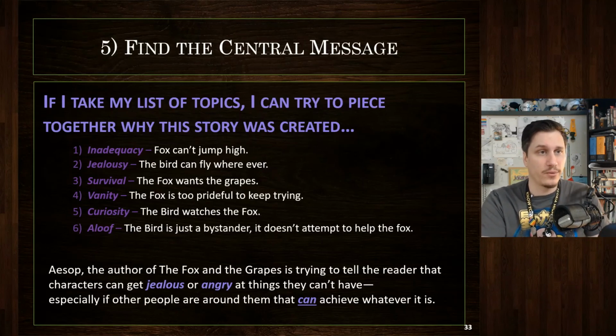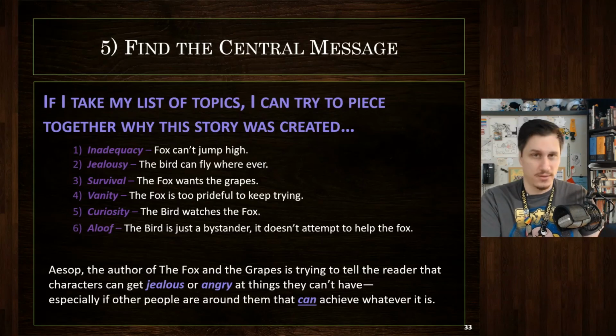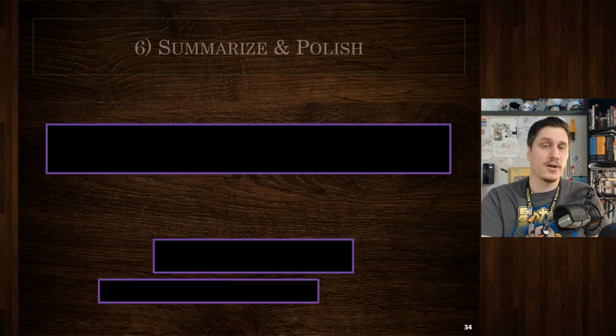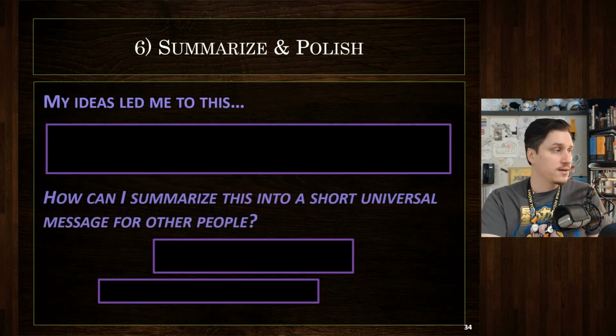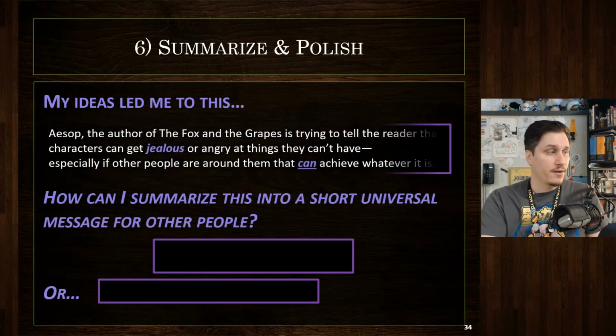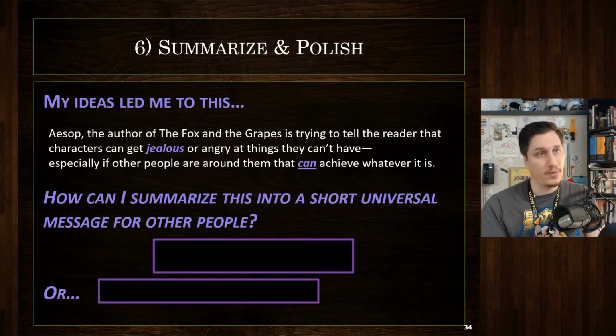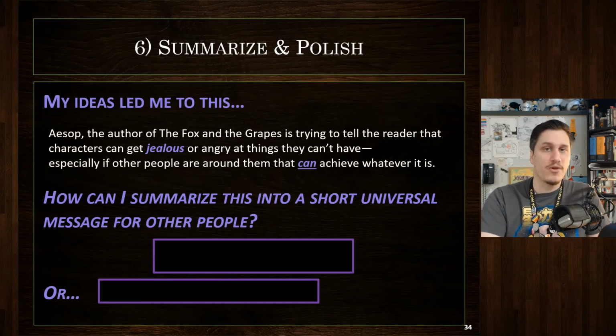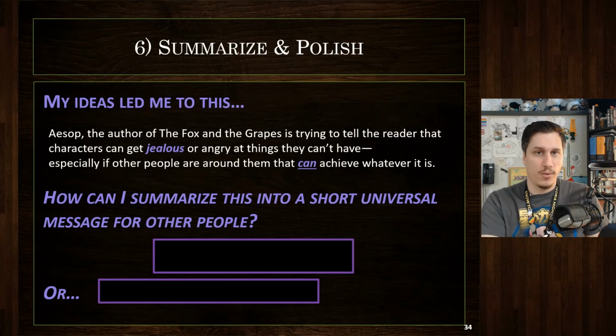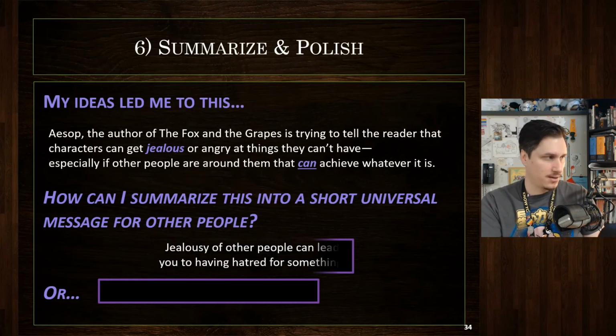And some students will be like, I don't want to write that much, which is why we have step 6. Step 6 is to summarize and polish. So take a look at this. If I take my theme right here, Aesop, the author of The Fox and the Grapes, is trying to tell the reader characters can get jealous or angry at things they can't have when other people can have those things. How do I cut that down? Remember, you just want to remove the author, the title, and you want to try and trim up as many unnecessary words as possible, which leads to this.